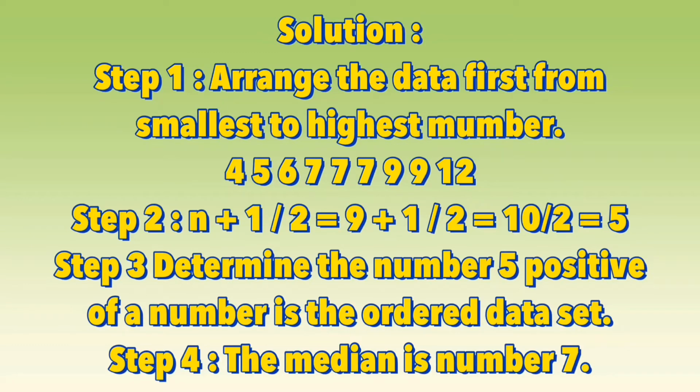In step 2, we have to use the formula n plus 1 over 2. The given sample is 9, so 9 plus 1 divided by 2 equals 10 divided by 2, which equals 5. Step 3, determine the number in the 5th position in the ordered data set. The ordered data set is 4, 5, 6, 7, 7. The 5th number is 7. Therefore, the median is 7. This means 50% of the observations incurred less than 7 absences, while 50% incurred more.